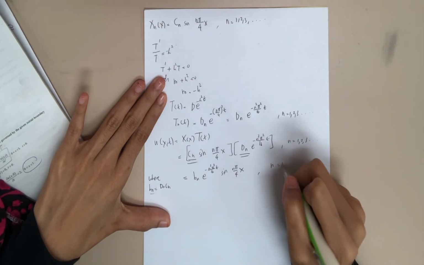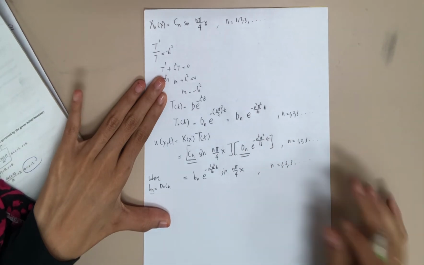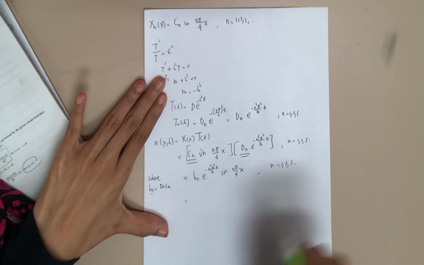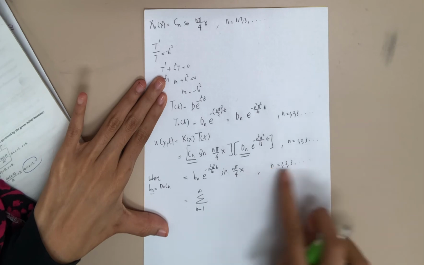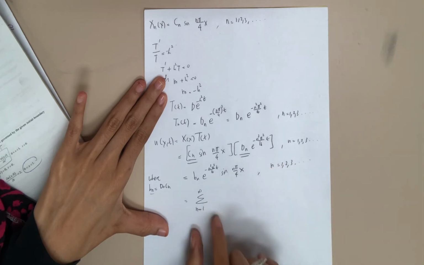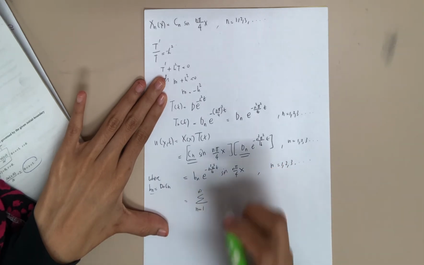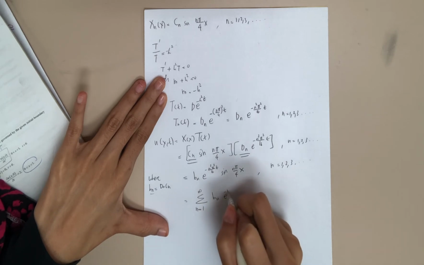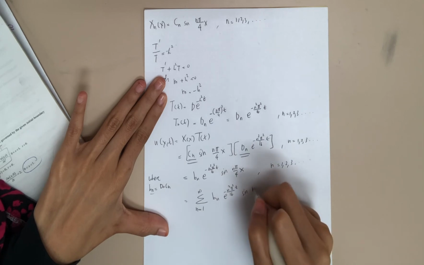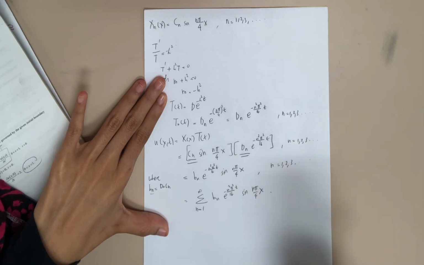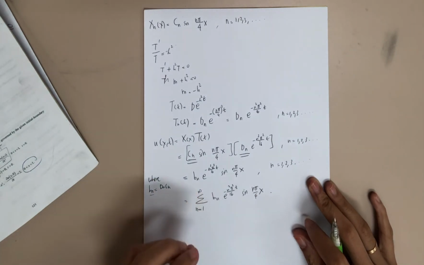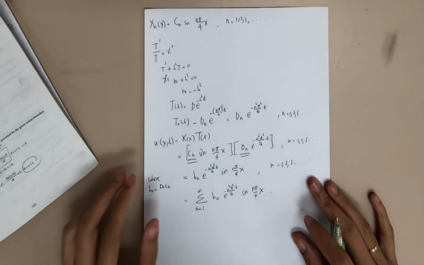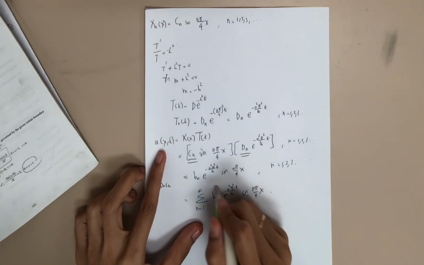And n equal to 1, 2, 3. Then instead of writing this one, we will write it in terms of this summation. Now it's no longer n equal to 1, 2, 3; we already put it in terms of summation here. And then b_n e^(-n²π²t/16) sin(nπx/4). So this is your u(x,t) equation. Our objective next is to find the value of b_n.